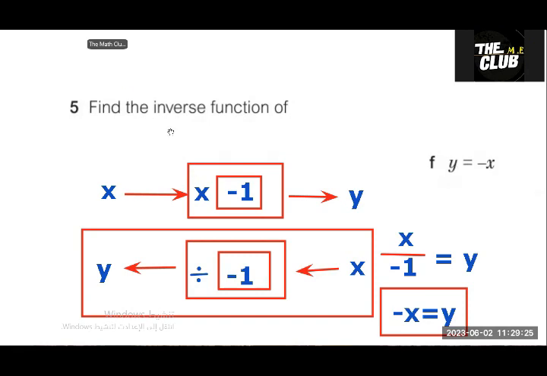And this is how you answer a question like this. As I told you, first you have to write the function and then go the opposite way to find the inverse function and then make it as an equation. Follow the steps and you will get the right answer.